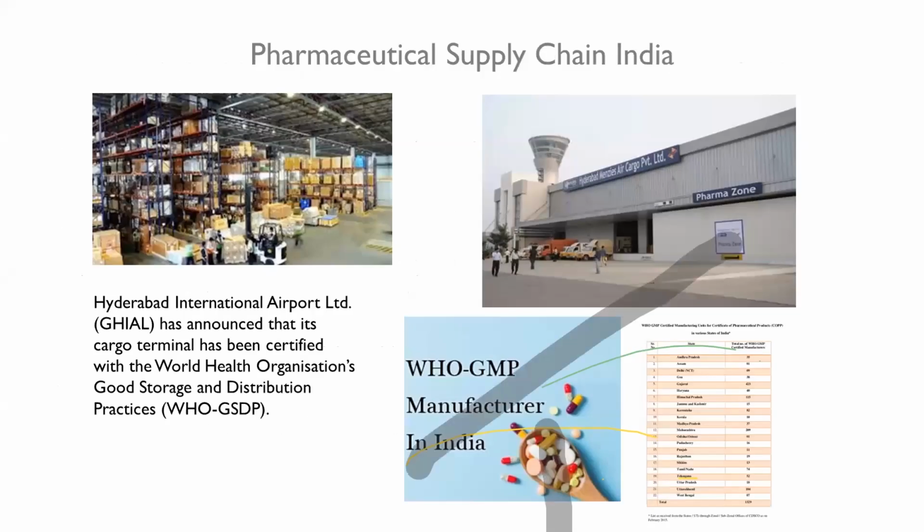The pharmaceutical supply chain in India is able to cope with this. Hyderabad Airport already has World Health Organization certified good storage and distribution practices. It knows how to do it. Many Indian pharmaceutical manufacturers already have World Health Organization GMP, good manufacturing practice certificates. They know how to do it. We need to be able to harness that ability on the global stage.